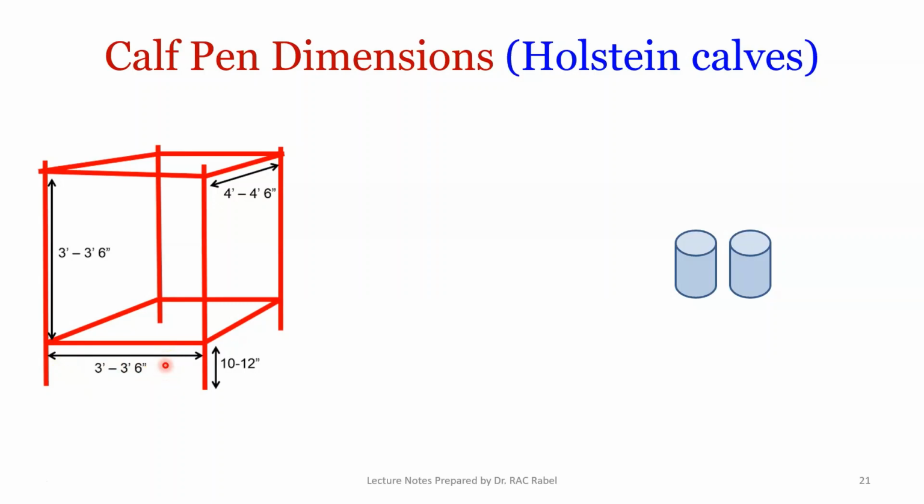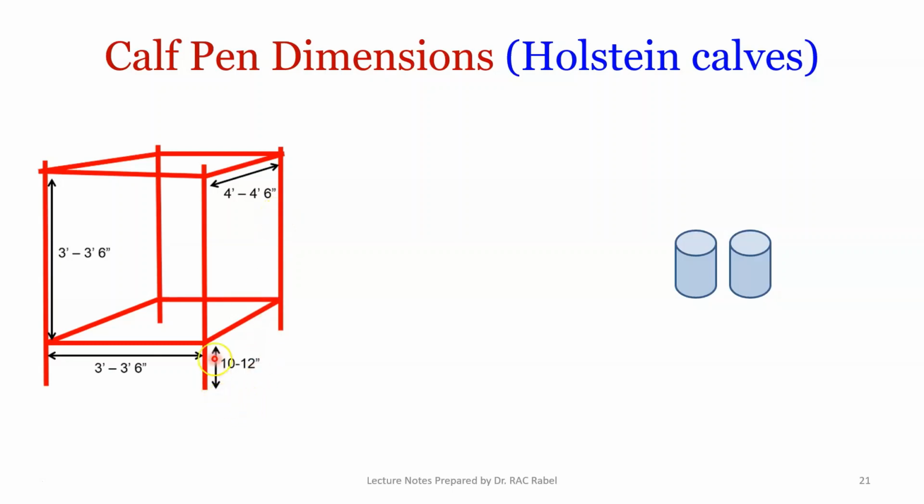So we say usually 3 to 3.5 feet wide, and 4 to 4.5 feet long. So if it's a large calf, it should be on this side, and if it's a small calf, it should be on this side. So if it's a Jersey farm, then the dimension should be 3 feet wide, 3 feet tall, 4 feet long. Whereas if it's a Holstein-Friesian farm, then they should be 3.5 feet wide, 3.5 feet tall, 4.5 feet long, right?